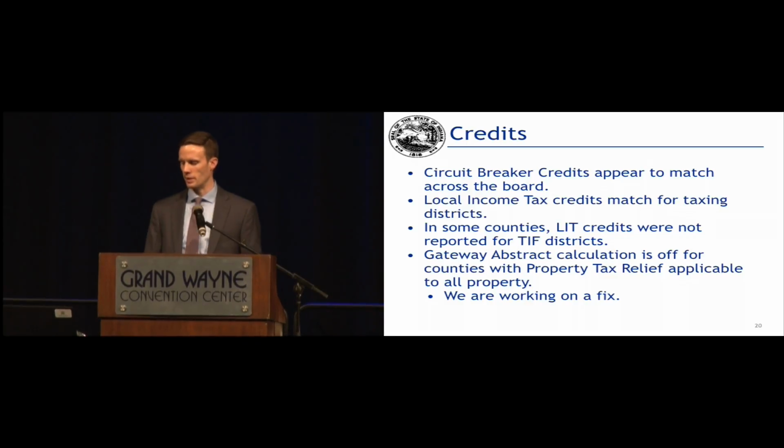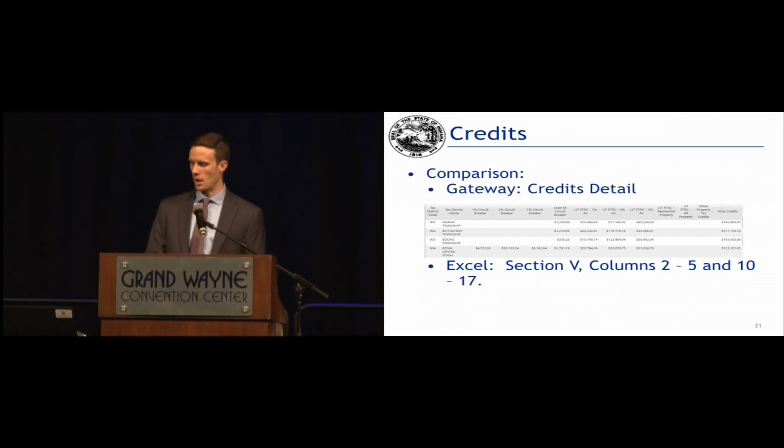So for the comparison between credits for credits, we're going to look at columns 2 through 5, which is going to be circuit breaker on the Excel abstract, and then 10 through 17, which is your property tax relief credits, and we can compare those to the credits details screen within Gateway.